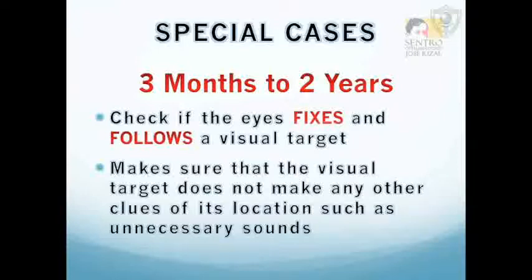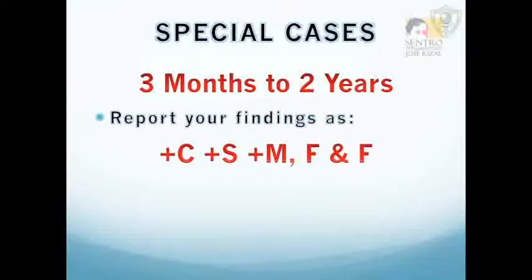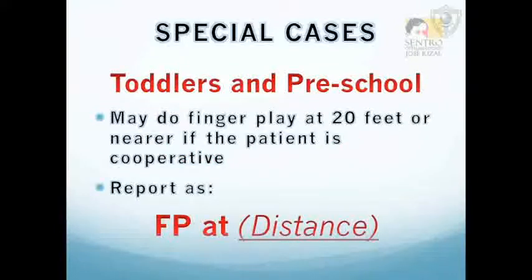Check if the eye fixes and follows a visual target. Make sure that your target does not make any other clues of its location, such as unnecessary sounds. Report your findings, if normal, as positive C, positive S, positive M, F and F. For toddlers and preschool children, you may check visual acuity by doing finger play at 20 feet or nearer if the patient is cooperative. Report this as FP at distance tested.